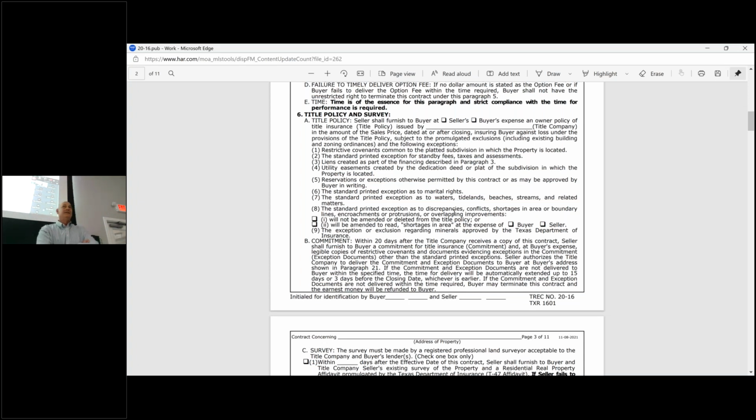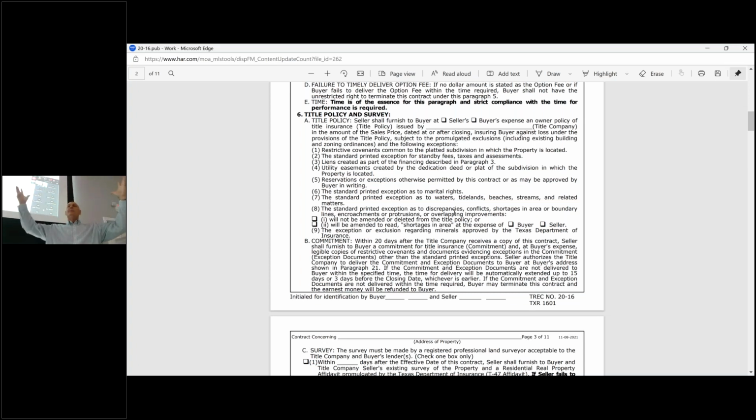Just the opposite. It says we'll cover all these other issues, protrusions, overlapping improvements, et cetera, but the exclusion for shortages in area is going to remain. We're not going to defend that under any circumstances, even if you pay us an extra 15%. Shortages in area is never covered by a title policy. That's the message that you need to understand and convey to buyers and sellers.